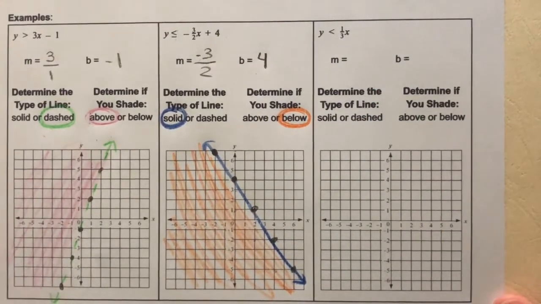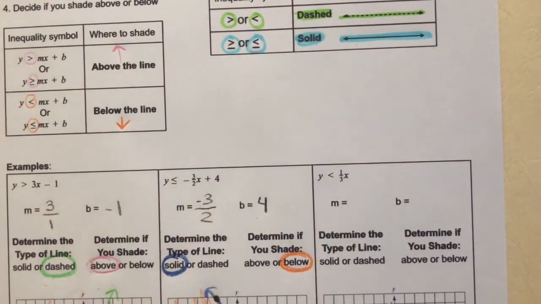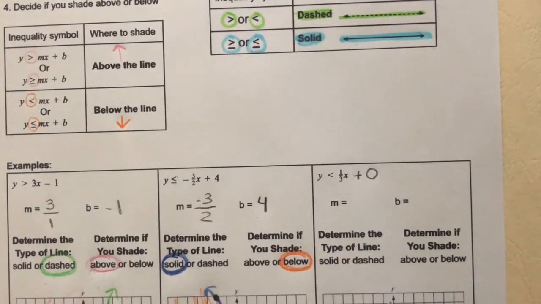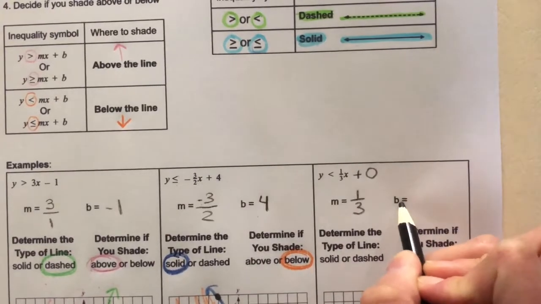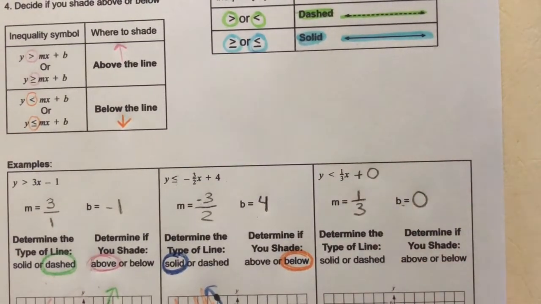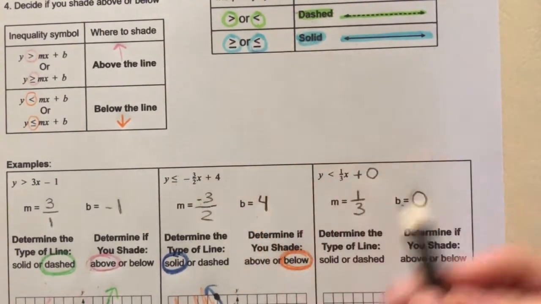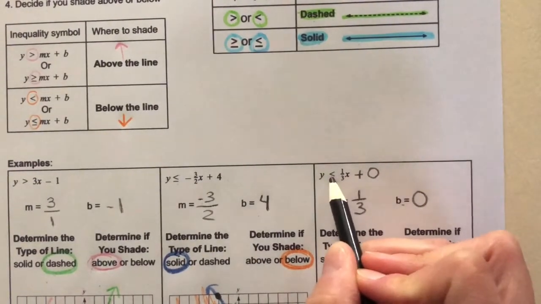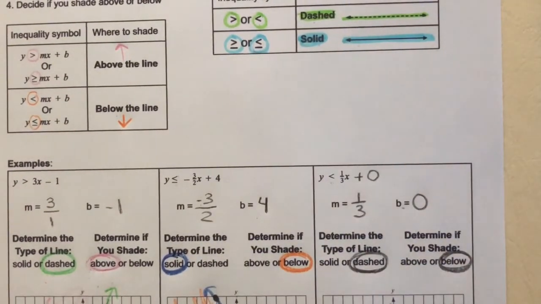We have one more example to take a look at. We have y is less than 1/3 x. And don't forget, if you don't see that y-intercept, that's like adding in plus 0. So my slope is 1/3. My y-intercept is 0. The type of line I'm going to be creating, I look at the symbol, it's less than. Less than will be a dashed line because those numbers are not included. And then again, it's less than, so I will be shading below that line. All the numbers smaller than that will work.